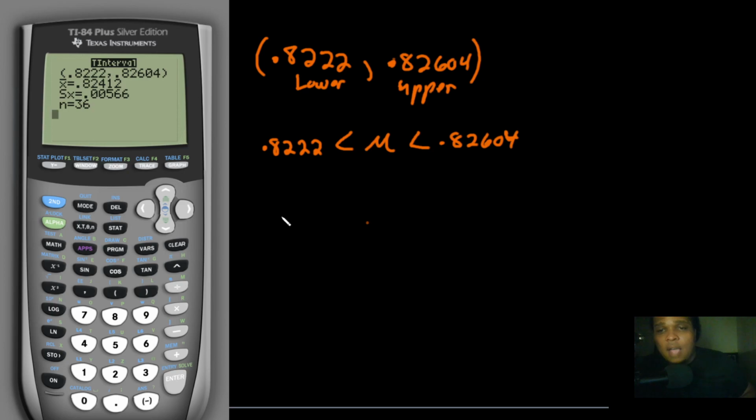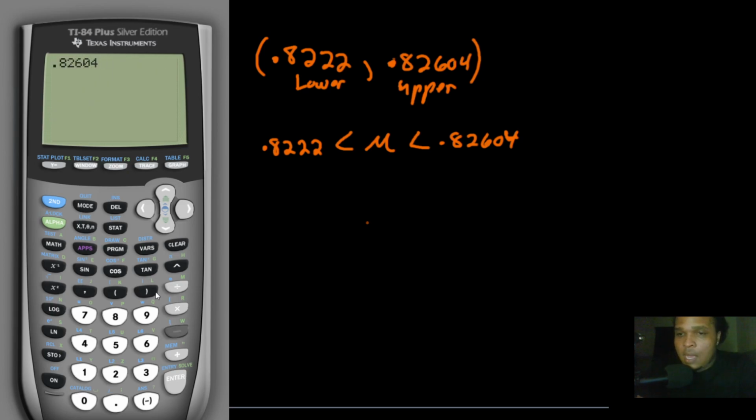Anyway, our E, upper minus lower, divide by 2. So upper 0.82604 minus your lower 0.8222, divide that thing by 2. There is our margin of error, 0.00192. Fantastic. Okay, find the confidence interval estimate. We already got that. 5 decimals. Yes, it is 0.82604. Hit enter. We are done.